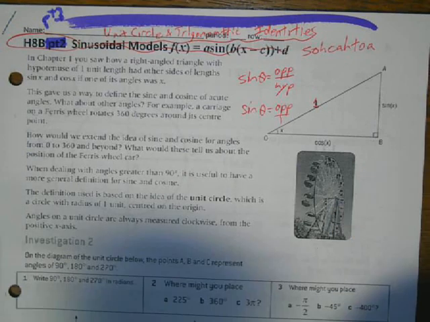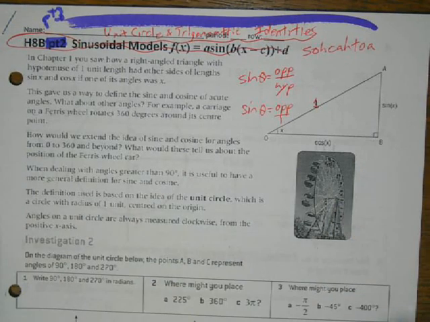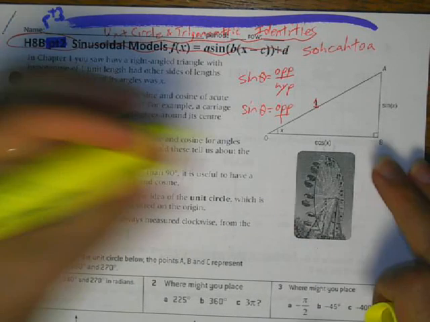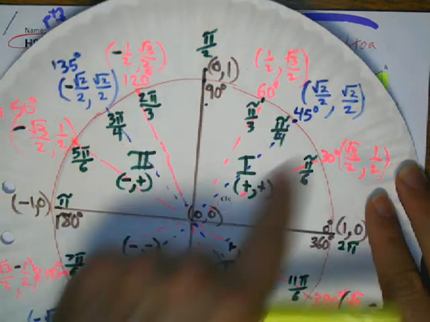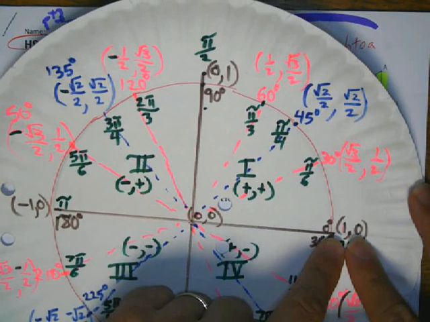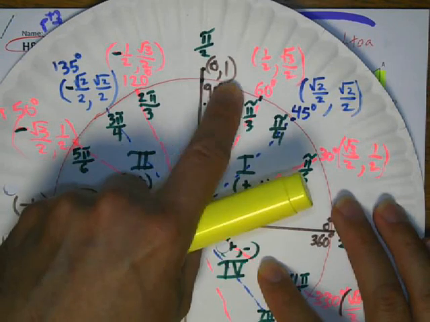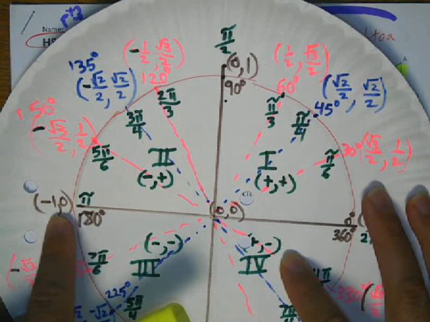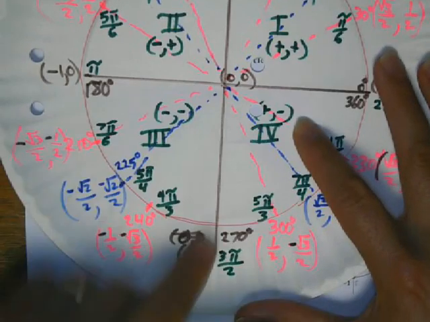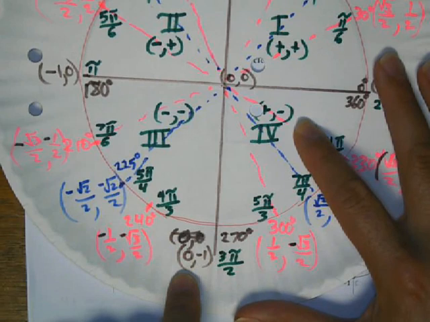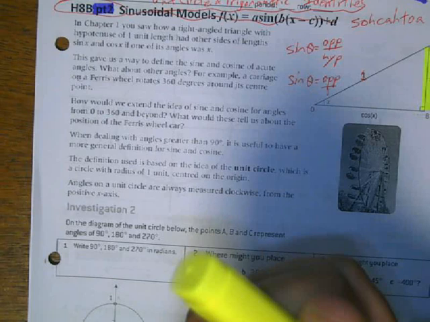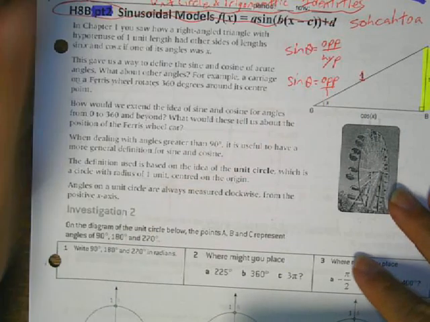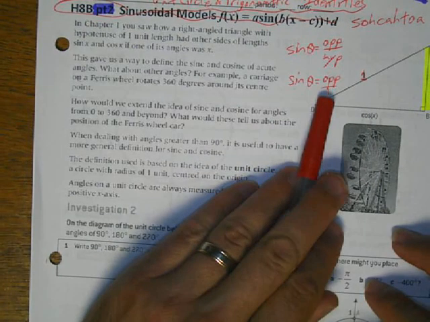So whenever I've got my unit circle, the radius is always 1. So here at 0 degrees I'm at 1, 0. At 90 degrees I'm at 0, 1. At 180 degrees I'm at negative 1, 0. At 270 degrees I'm at 0, negative 1. The radius of the circle is 1. So the hypotenuse here is always going to be 1. So that means sine of the angle is always equal to opposite.